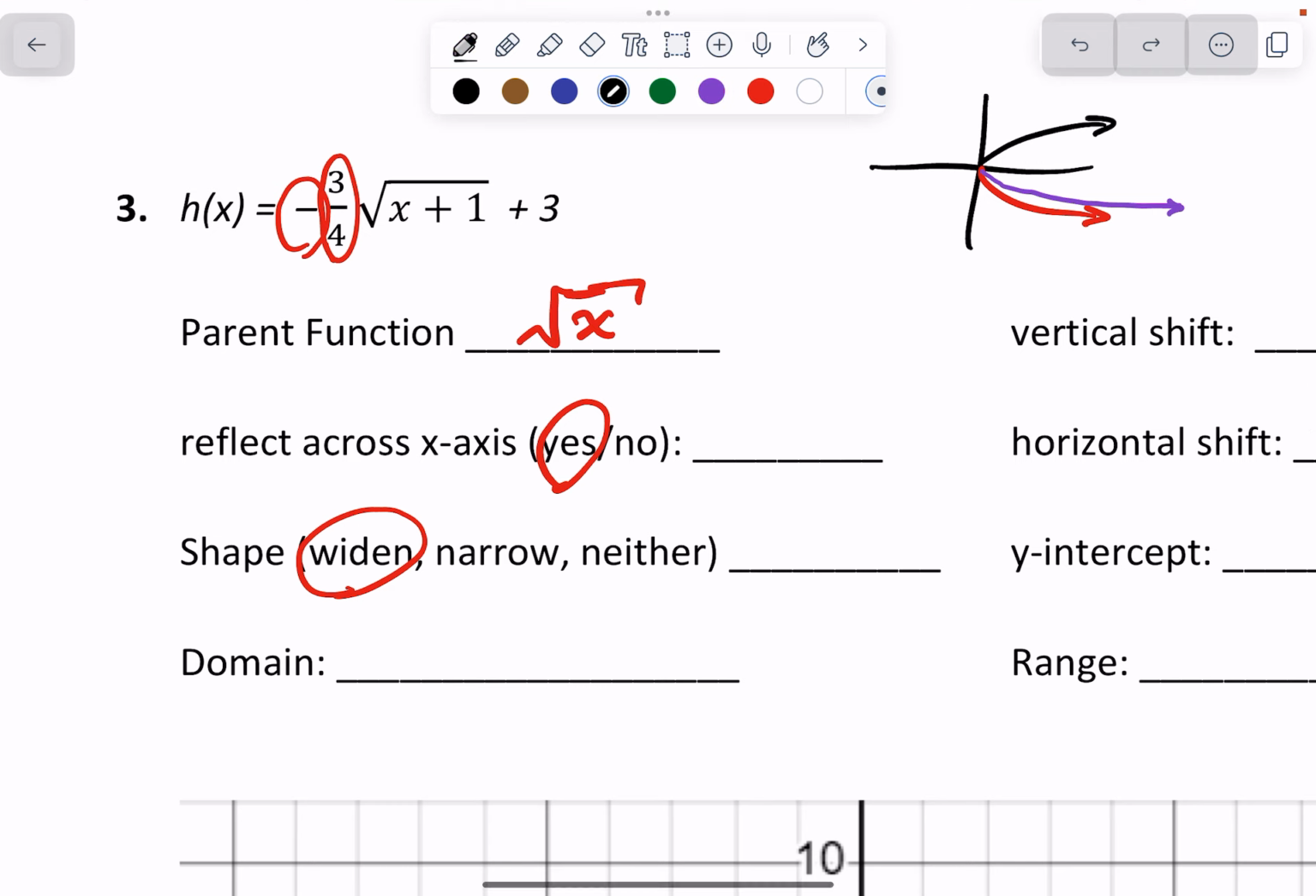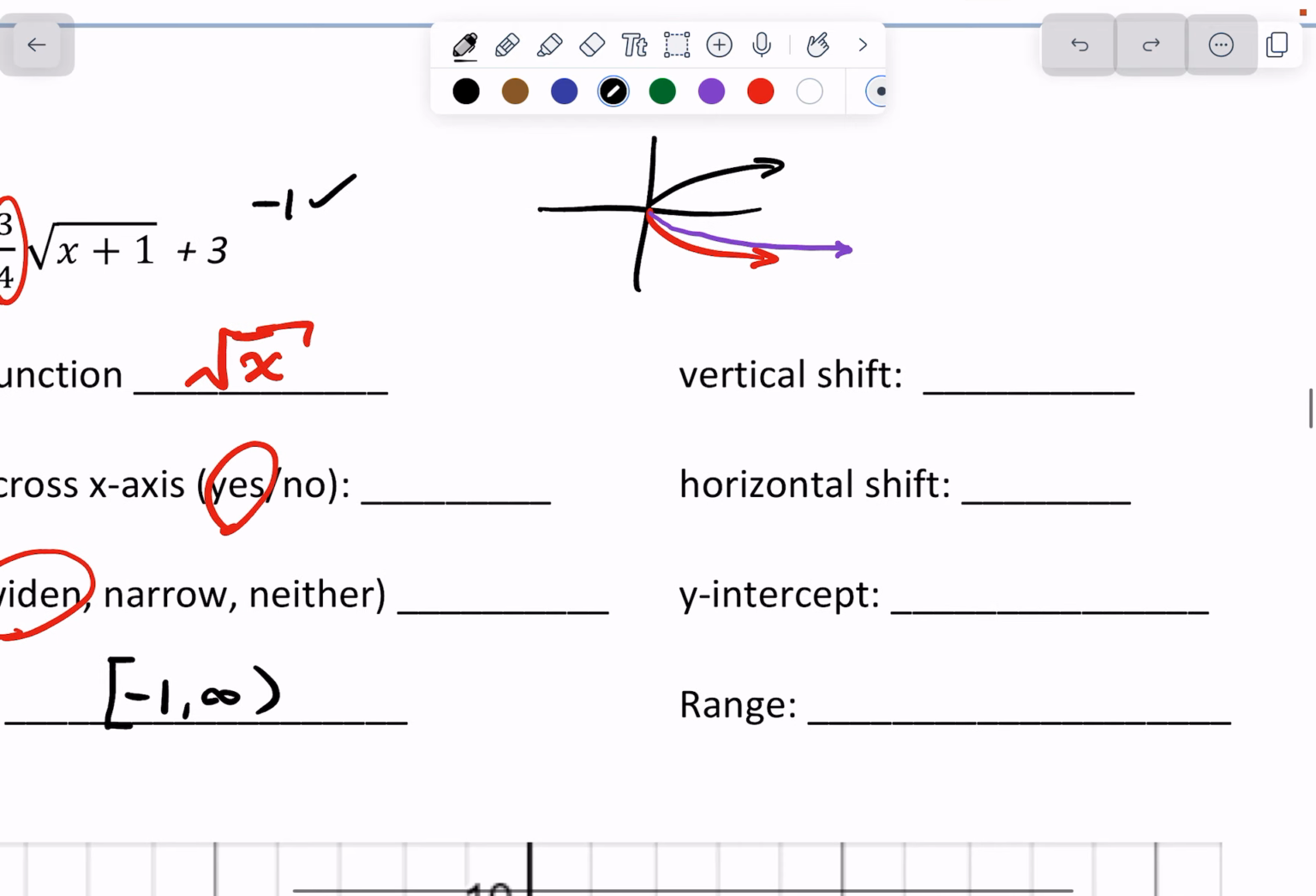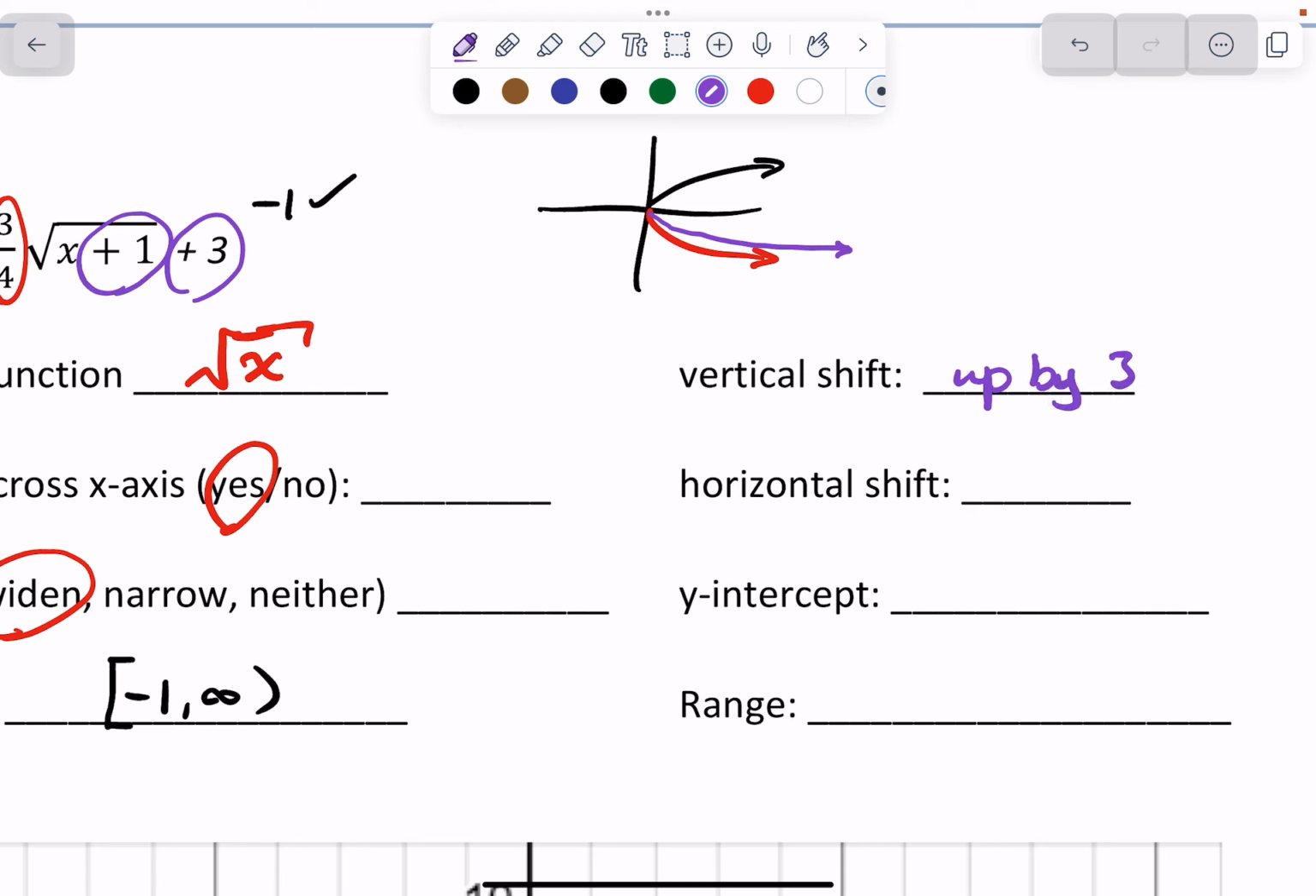Domain. What are we not allowed to plug in to this thing? Well, -1 is okay. We just can't go any lower than that. So our domain, hopefully you'll see, is -1 to infinity. All those numbers are totally fine. We can plug in any of those. Vertical shift, that's that +3 there. So we're going up by 3. Horizontal shift, that's that +1. That's going to move us, not right, left by 1.